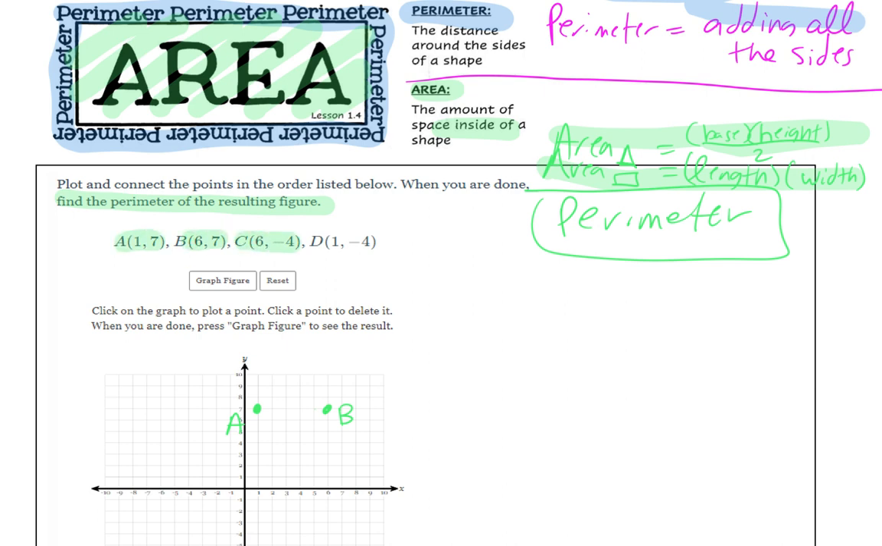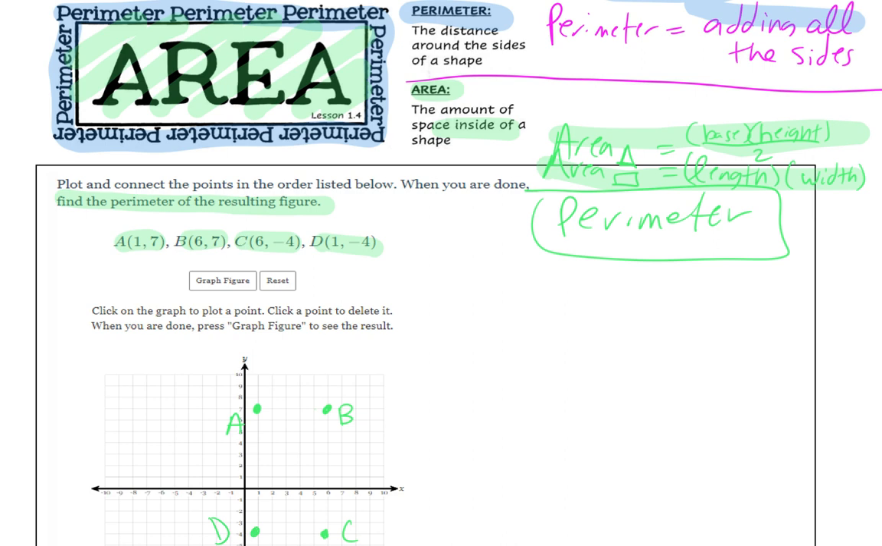Okay, so now let's do C. C is going to be positive 6 comma negative 4. We're going to go to the right 6, and we're going to go down to negative 4. Okay, we're going to put a dot there, and we said that one was C. All right, then moving right along, the last one is D. It says D is 1 comma negative 4. So we're going to go 1 to the right, and then we're going to go down 4, and put a dot there. Okay, so that is D. So that's the first step.